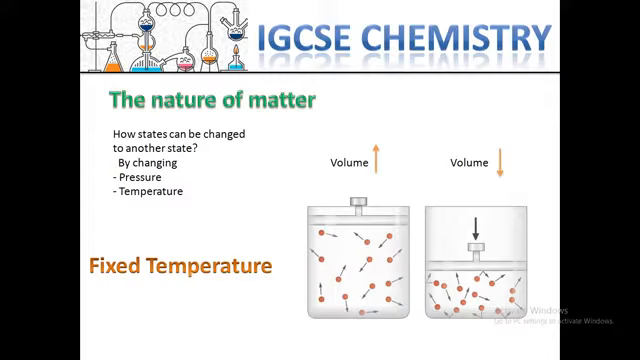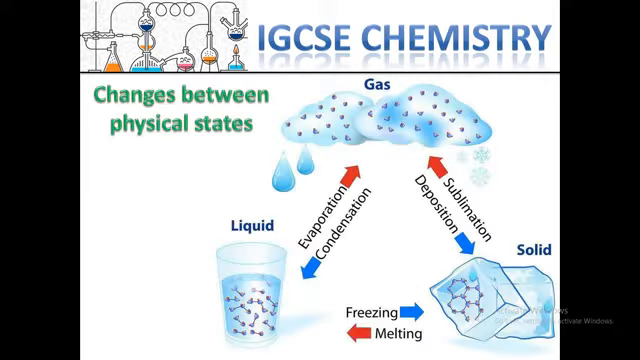So the volume would be smaller if we give more pressure, compared to the other one on the left, where there is no pressure. So this is the case of fixed temperature. But changing between the states can produce six processes in total.